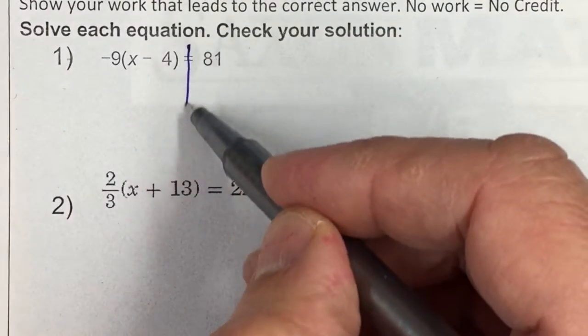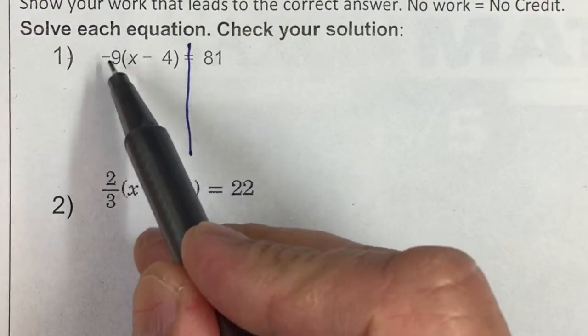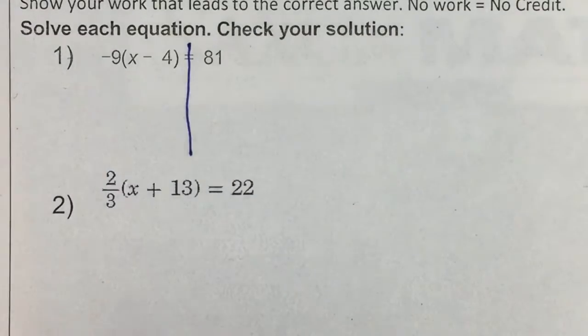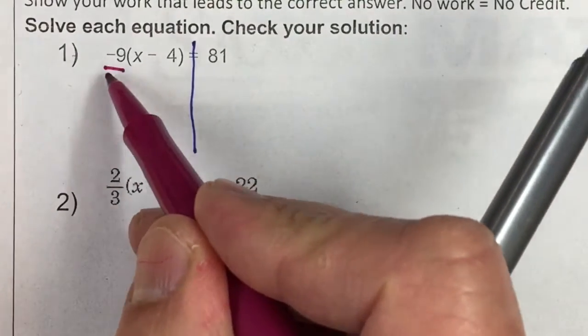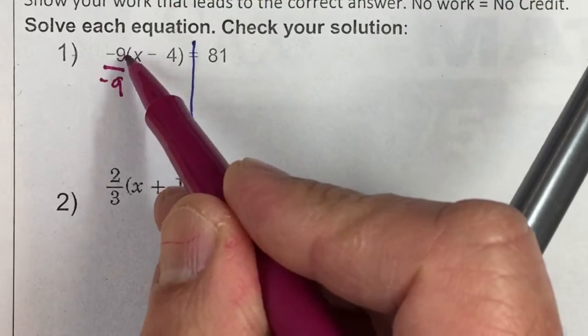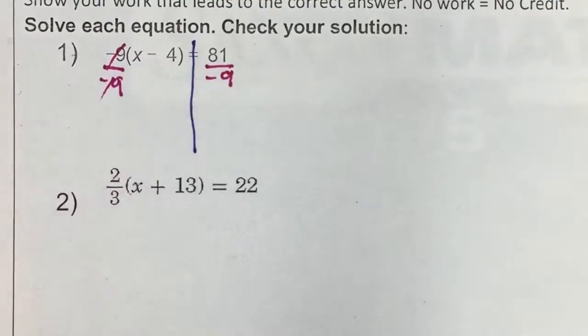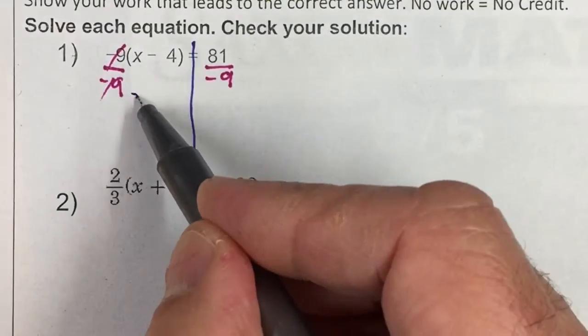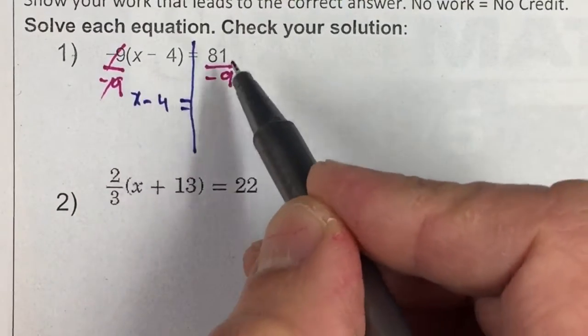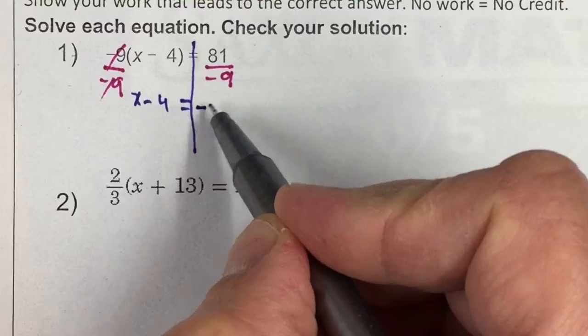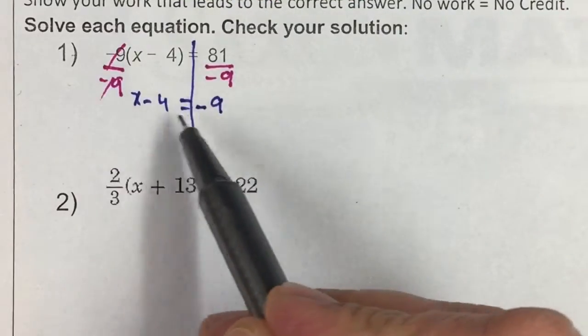So I'm going to start by doing my vertical line here and getting rid of the -9 by dividing by -9 on both sides, because -9 is multiplying, so I'm going to do the opposite operation. This cancels out and I have as leftover x minus 4 equals 81 divided by -9, that is -9. Now I have this new equation.